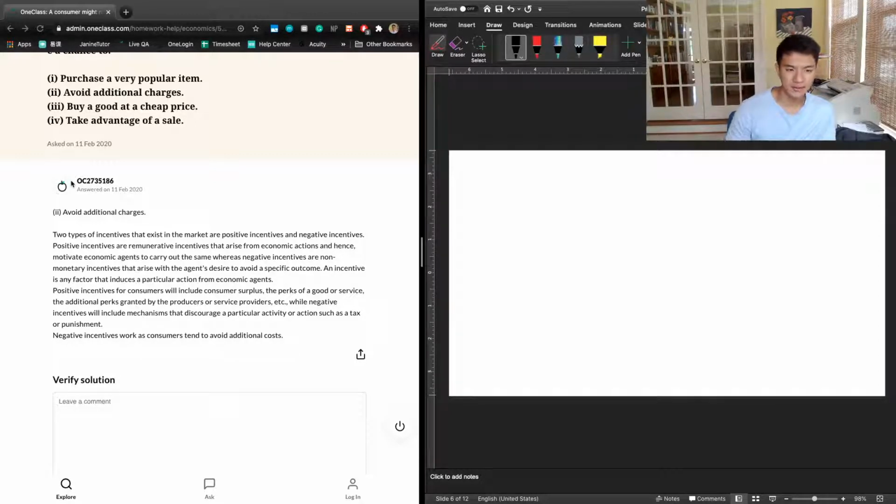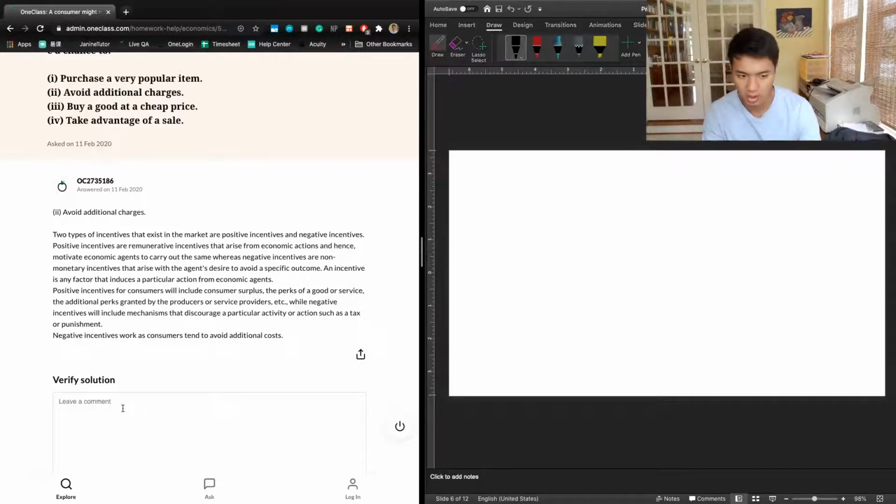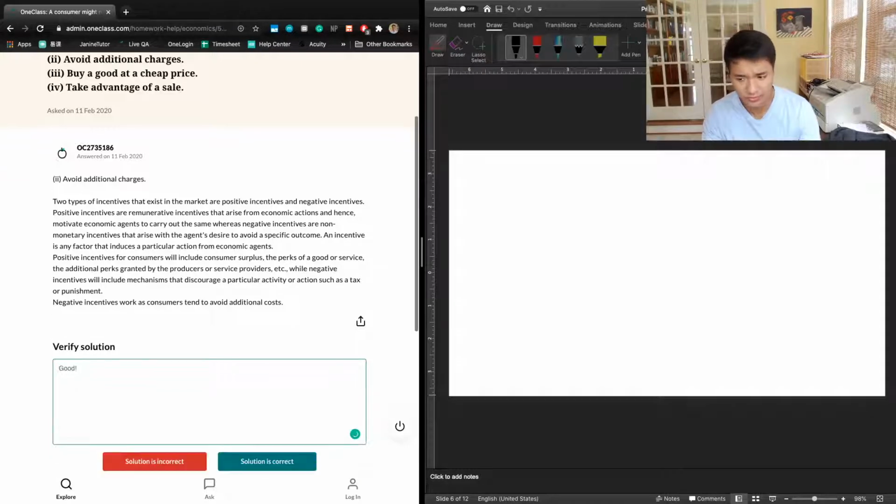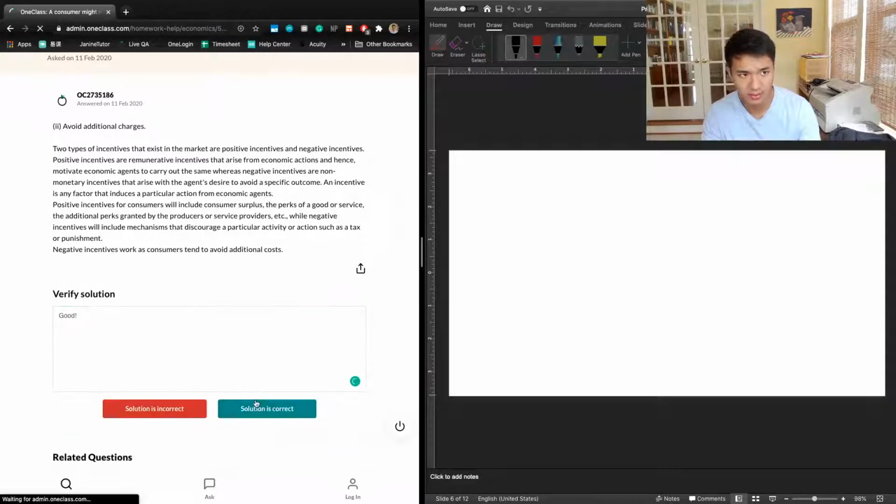An incentive is any factor that induces a particular action from economic agents. Positive incentives for consumers will include consumer surplus, perks of the good or service, the additional perks granted by the producers or service providers, etc., while negative incentives will include mechanisms that discourage a particular activity or action, such as a tax or a punishment. Negative incentives work as consumers tend to avoid additional costs. Good. Nothing to really change or modify there, and the mark is correct.